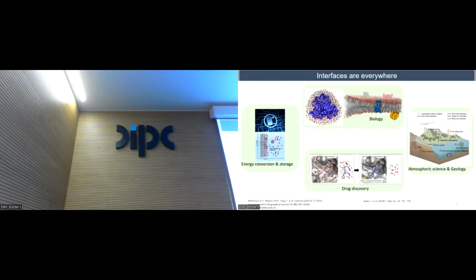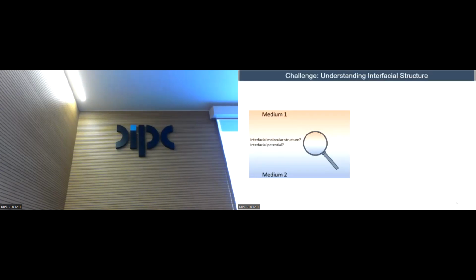So interfaces are everywhere in nature, right? Whether we are studying chemistry, physics, or biology, we often come across many examples where two media come into contact with each other and you generate a boundary layer. At the boundary layer, the molecular structure or the interfacial potential is going to be very different from either of the two media. So what is the molecular structure of an interfacial layer?